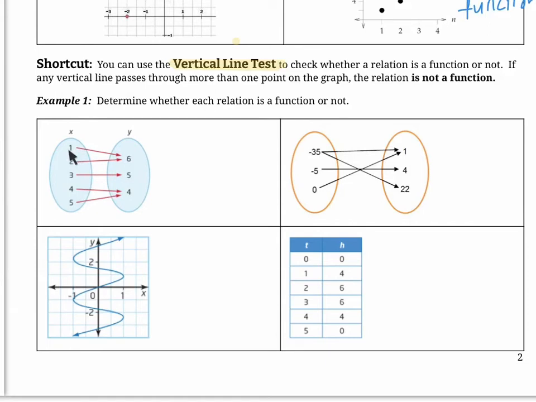So what all this says is that in this relation, when you plug in a 1, you get a 6. When you plug in a 2, you get a 6. When you plug in a 3, you get a 5. 4 you get a 4, and 5 a 4.